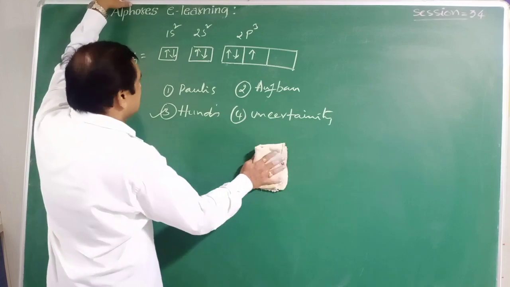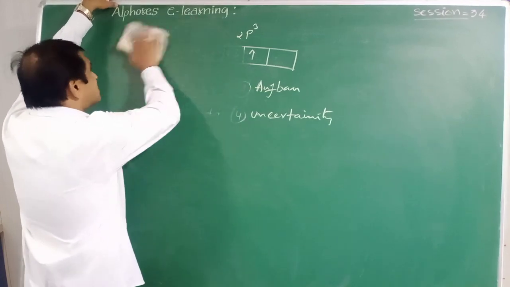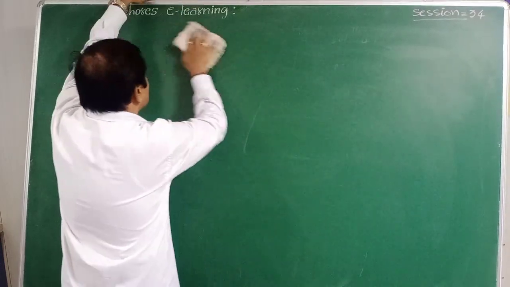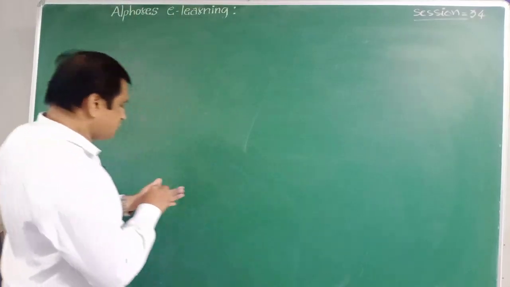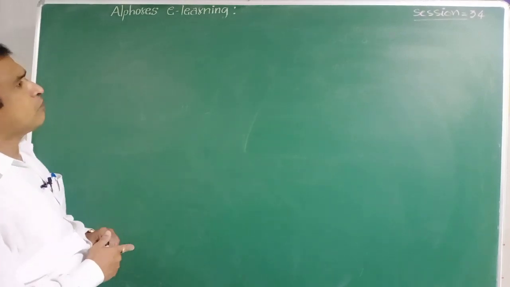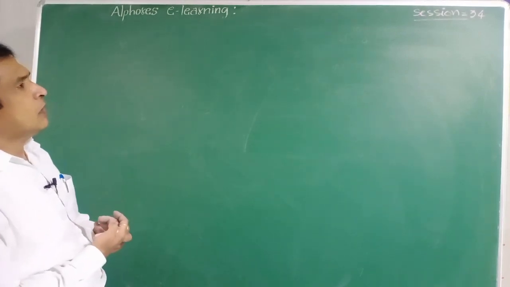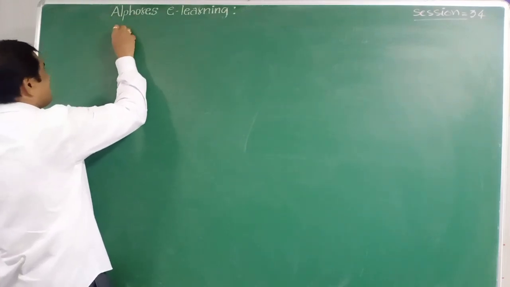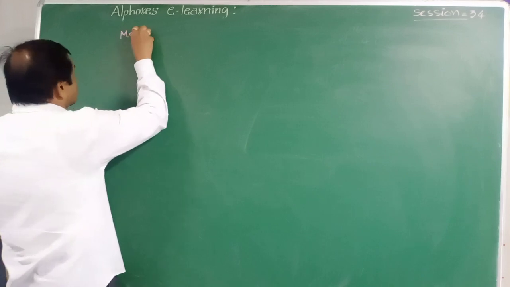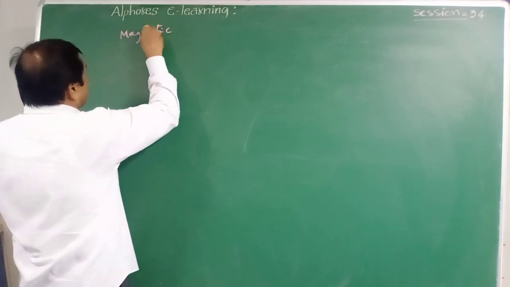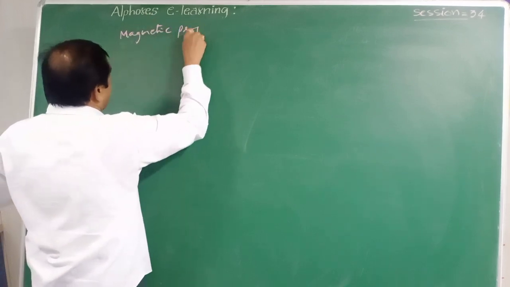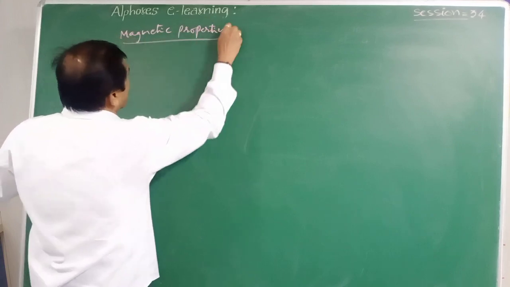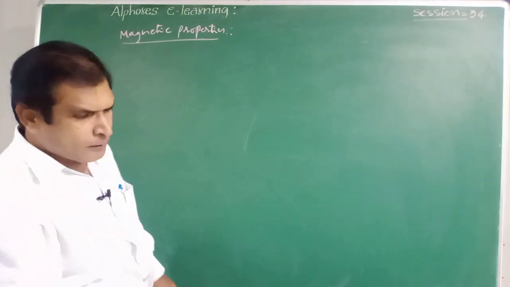Okay, next let us look at some other examples. Even let us complete the magnetic properties first, then after that we can explain the other examples. Magnetic properties. What are magnetic properties and how are they classified? Magnetic properties of the elements.